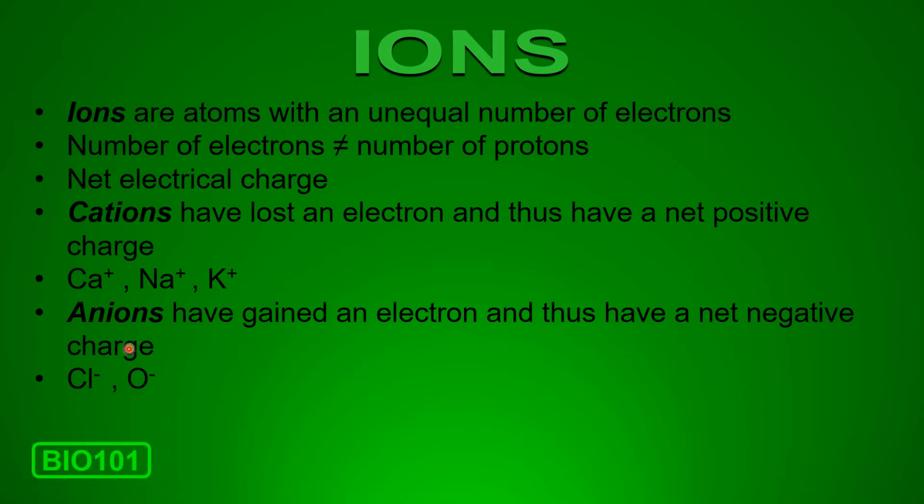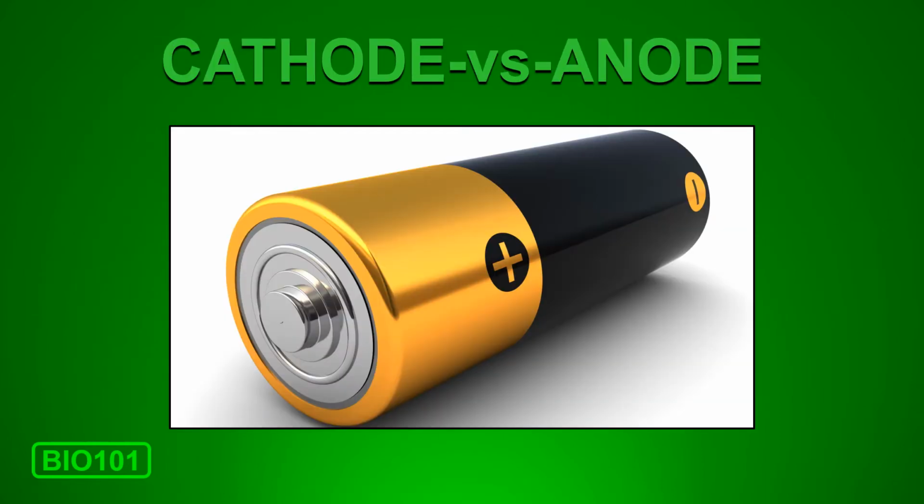Okay, so an anion then has gained an electron, and therefore it has a net negative charge. All right, so cations become more positive, anions become more negative. And my examples here are chlorine with its little negative charge and oxygen with its little negative charge. And I think this will all become more clear momentarily. So we have cations and we have anions. Cations have a net positive charge, anions have a net negative charge.